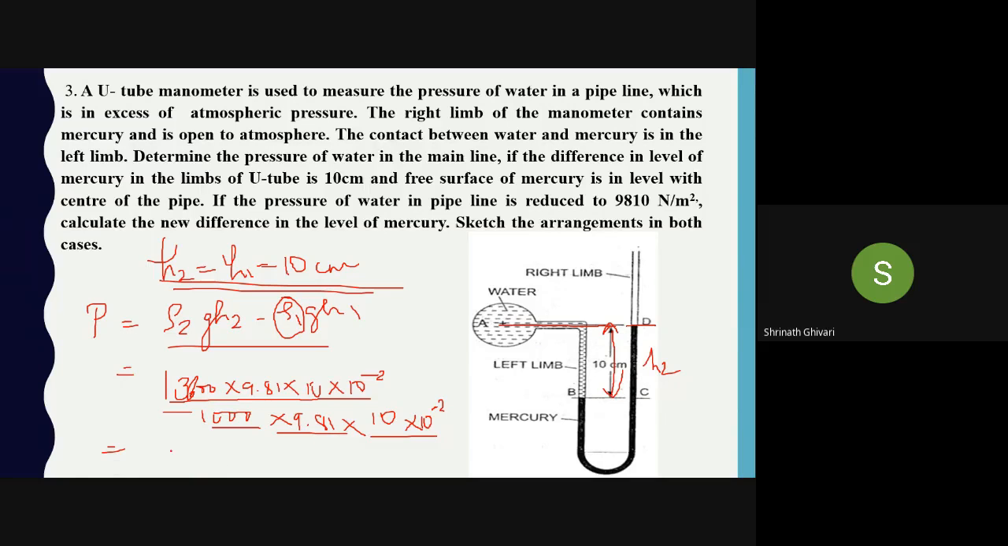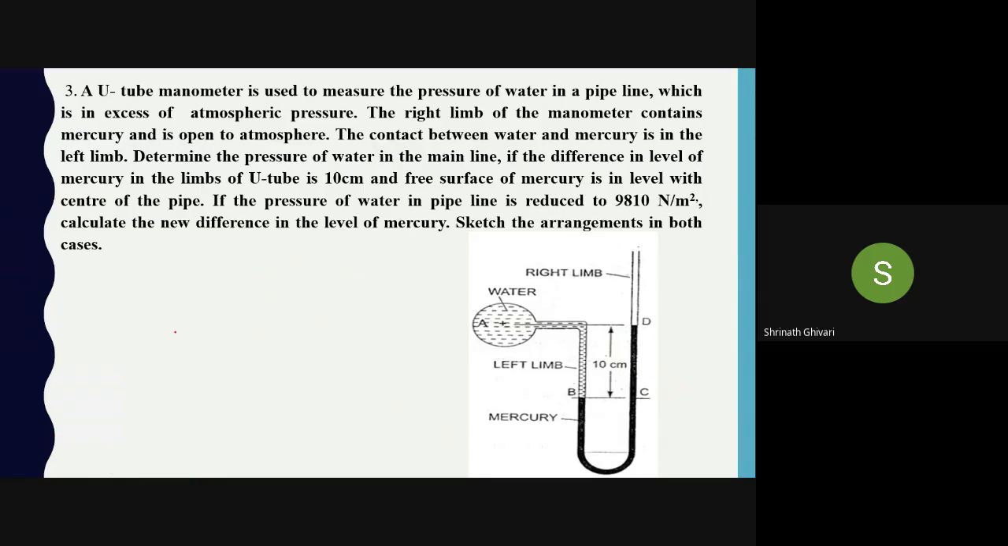Shall I write it again? 13,600 rho 2 into 9.81 into 10 into 10 raised to minus 2. Minus, I'll write it down. 1000 into 9.81 into 10 into 10 raised to minus 2. What is the answer? Everyone has to solve.